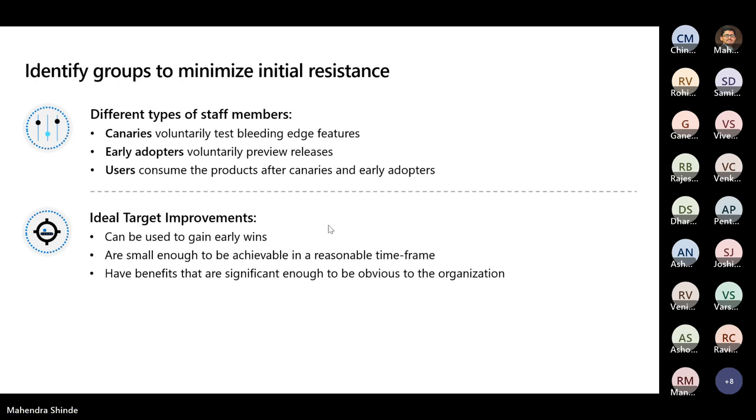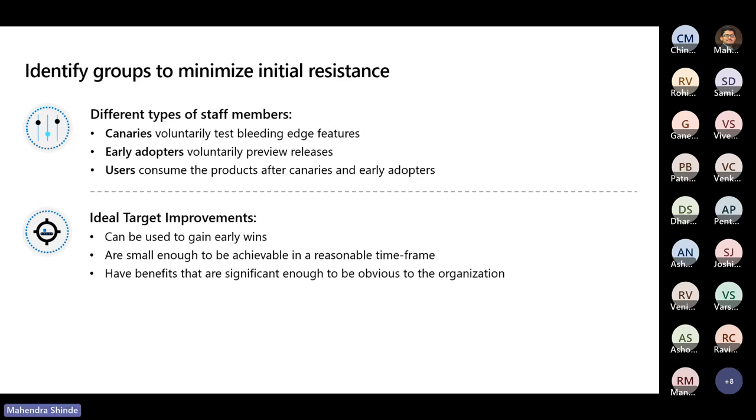Okay, so there are 3 different types of users. So you have to identify the type of users within your team. And whenever you are asking your team to migrate from, let's say, a waterfall approach to agile or to DevOps, then identify canaries, people who are ready to test the new things which nobody has used in the organization. Identify canaries and early adopters.